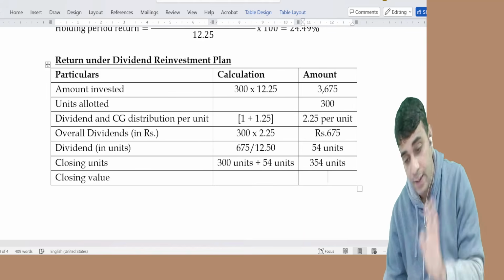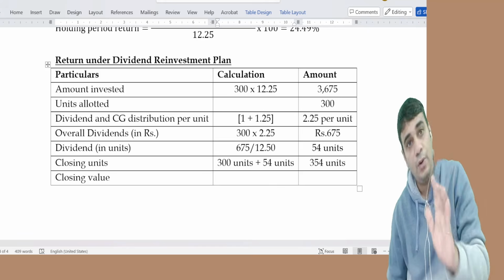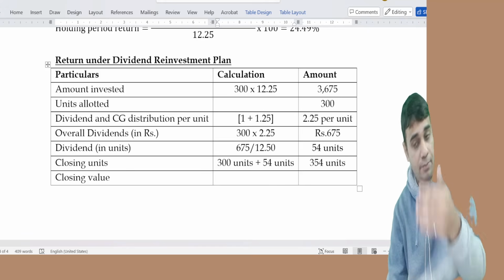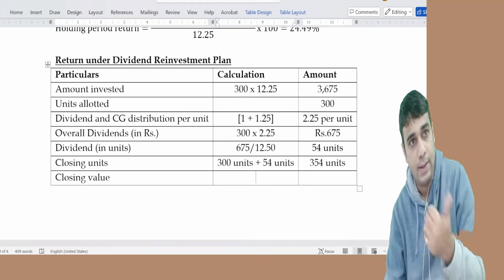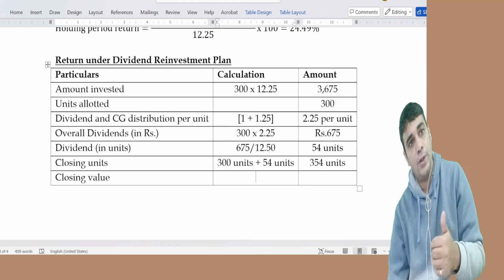Ideally, I should not have solved this question. I should have told you to only do it. I will keep it so in the initial phase. As we proceed, you will see you will be doing a lot of work in the class itself. 354 units.